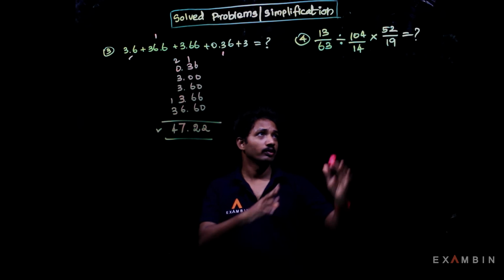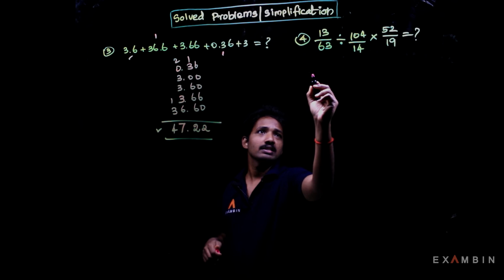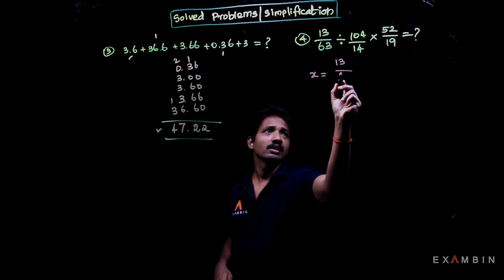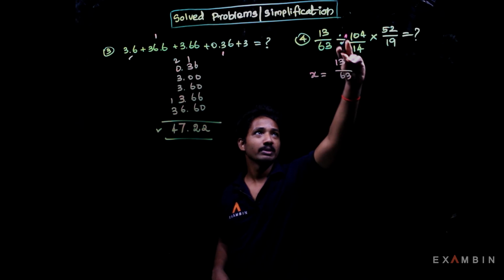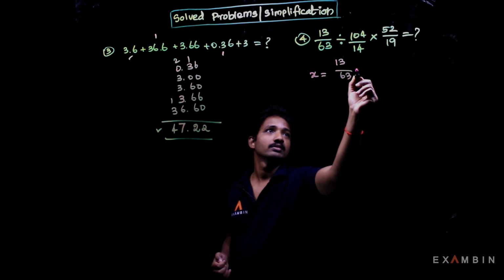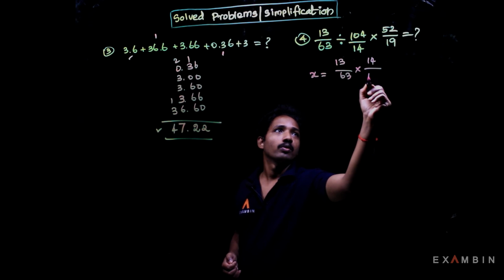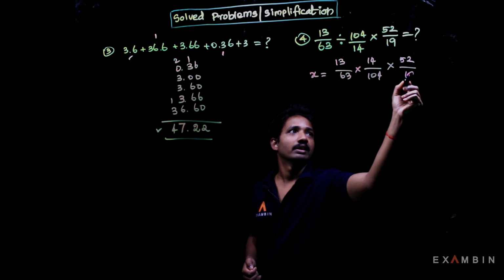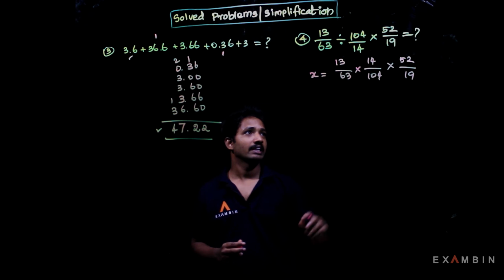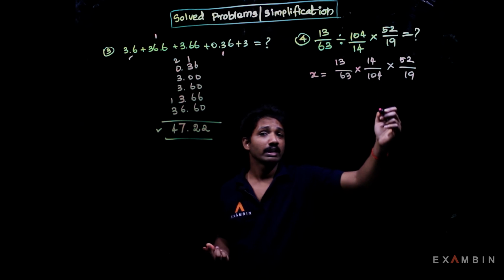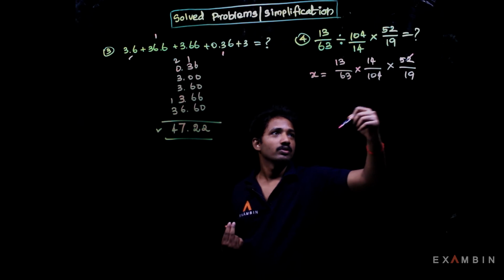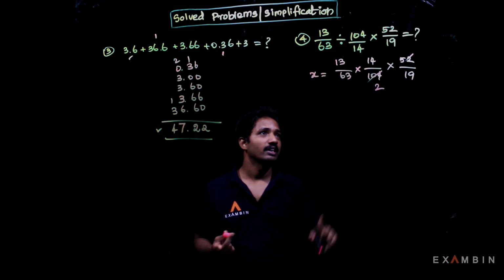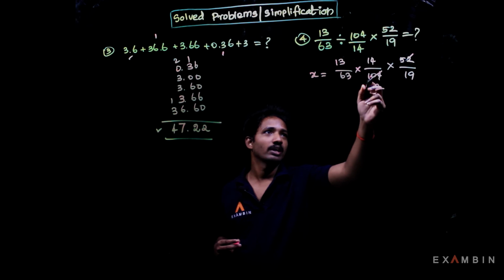We are going to find the value of the question mark, which we are assuming as x. x is equal to 13/63, and I am going to reverse the denominator and numerator: 14/104 into 52/19. By seeing this, I can tell that 52 and 104 can be cancelled. 1 52 is 52, 2 52s are 104, writing 2 here. Is there anything else that can be cancelled? Yes, 14 and 2 can be cancelled.